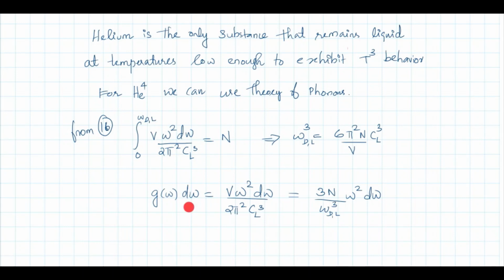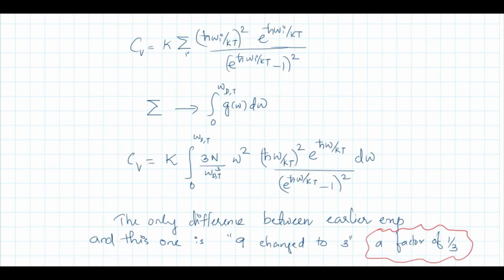G of omega d omega, the density of states, becomes v omega square d omega by 2 pi square Cl cube. Using these two expressions, you can write G of omega d omega in terms of cutoff frequency. That becomes 3n by omega_dl cube into omega square d omega. And Cv, specific heat, is k into sigma over i of (h cut omega i by kT) whole square e raised to h cut omega i by kT divided by (e raised to h cut omega i by kT minus 1) the whole square, from equation number 8.